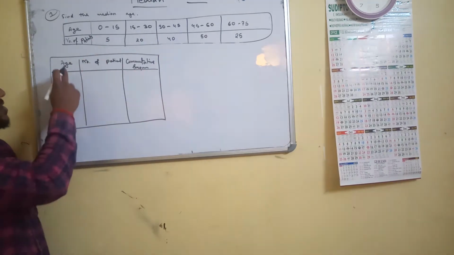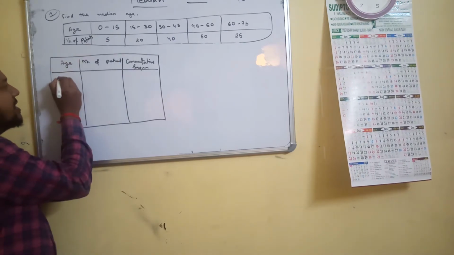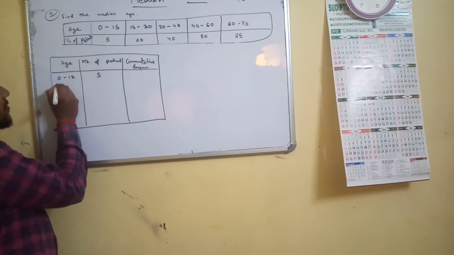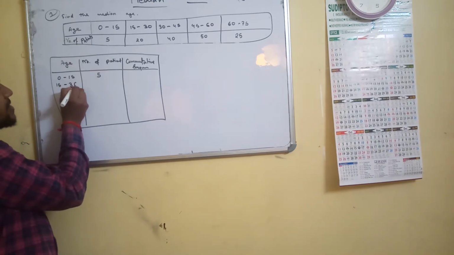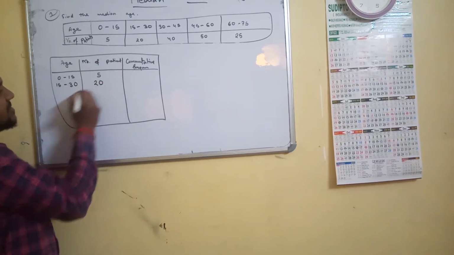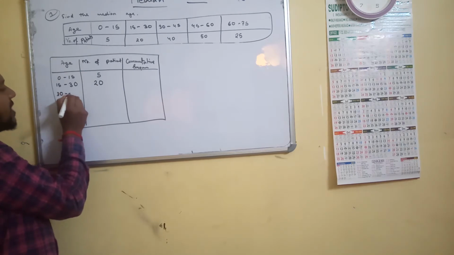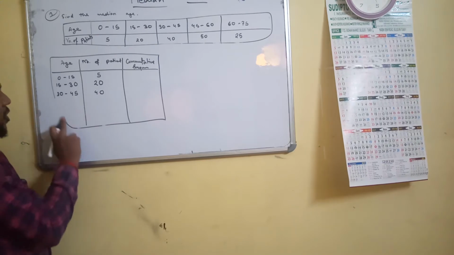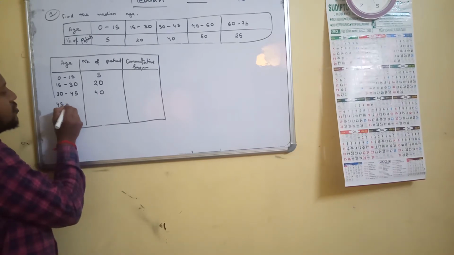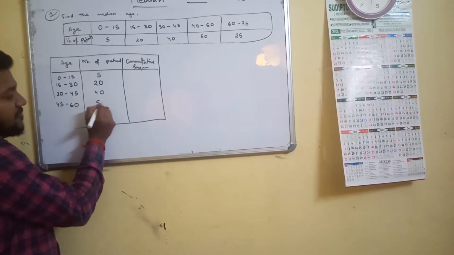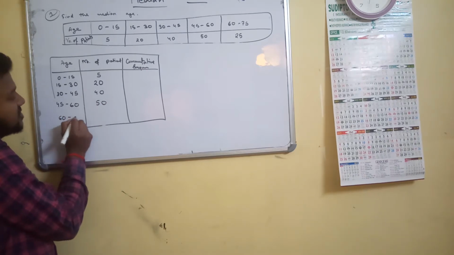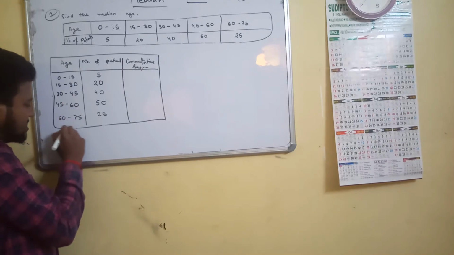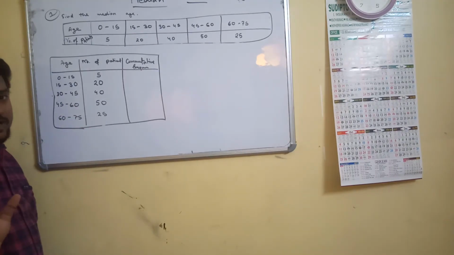We can see the age 0 to 15 has how many patients? 5. From 15 to 30, how many? 20. From 30 to 45 we have 40 patients. From 45 to 60 we have 50. From 60 to 75 we have 25 patients. I hope this table is very easy for you.